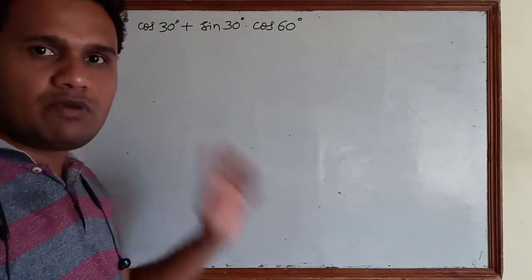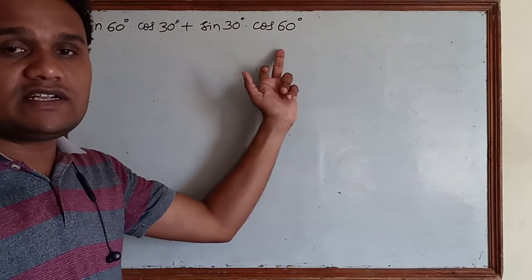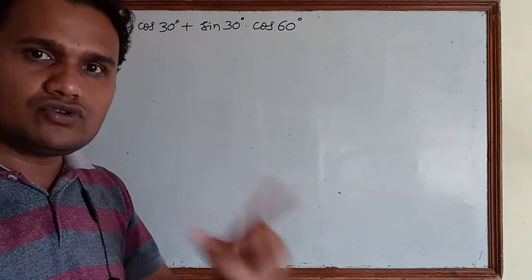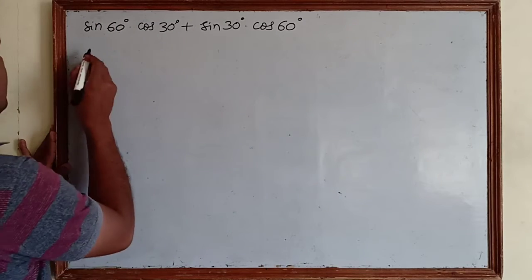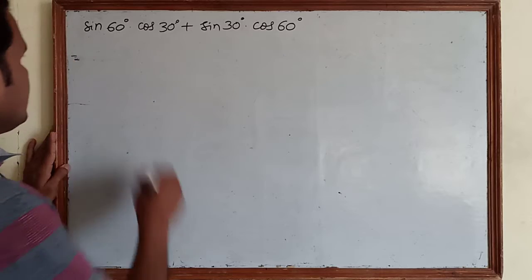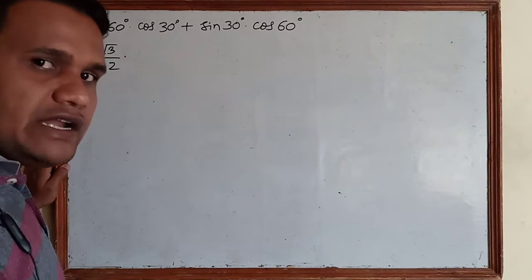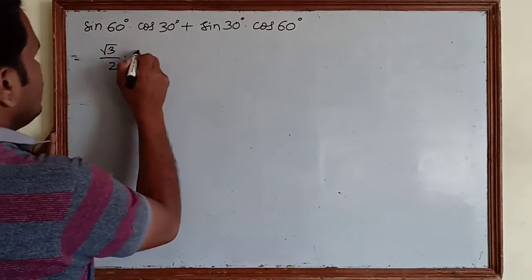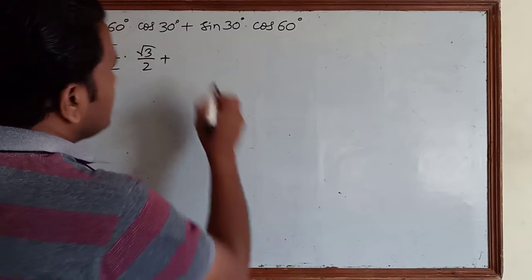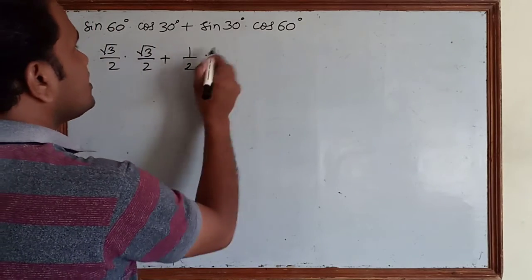This is our question number 1. Now what we have to do is this is a trigonometric expression. We have to put the values from the table and we have to solve it. Now from the table we have sin 60. What was the value of sin 60? It is root 3 by 2 into cos 30. Cos 30 was also root 3 by 2 plus sin 30. Sin 30 is 1 by 2 into cos 60.